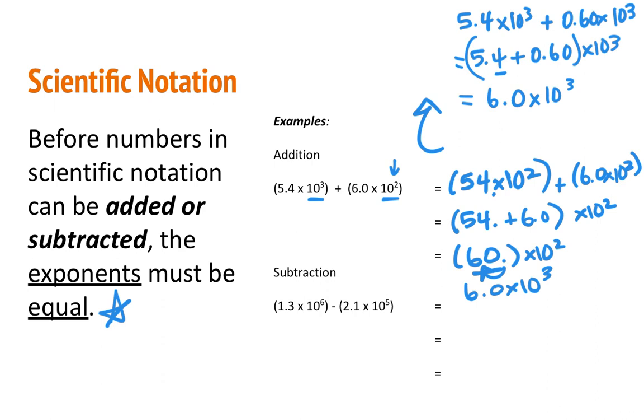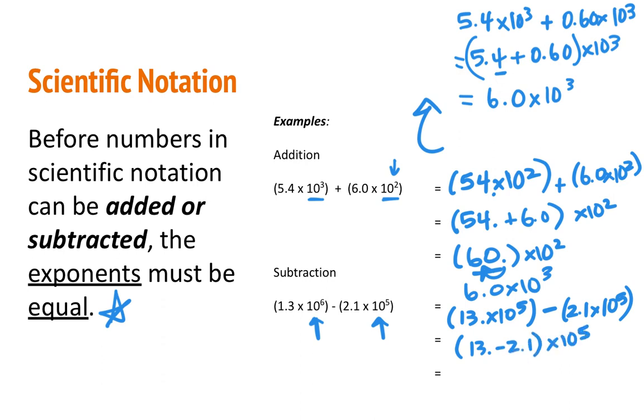So now let's do subtraction. Same premise. You need to make sure that the exponents are identical before you do the actual subtraction. So let's move the first one just like we did in the other. So this becomes 13 times 10 to the fifth minus 2.1 times 10 to the fifth. So then I would take 13 minus 2.1 times 10 to the fifth, which gives me 10.9 times 10 to the fifth.